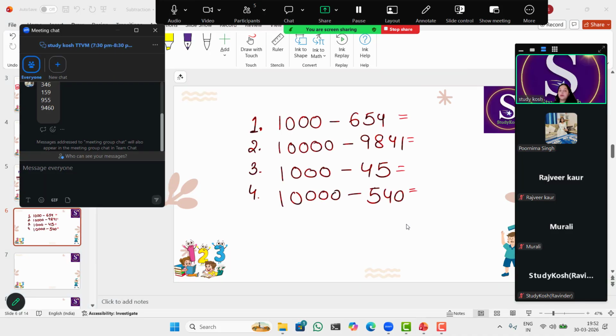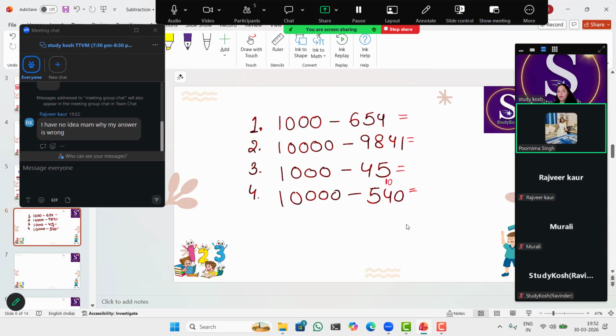Ma'am, in the last we have 10,000 minus 540. So we'll not apply the minus from 10 in the last digit because it is already 0. We'll skip that digit, then from 4, 5, and so on. No problem, Rajveer. Murli, have you solved the questions? You got the right answers.